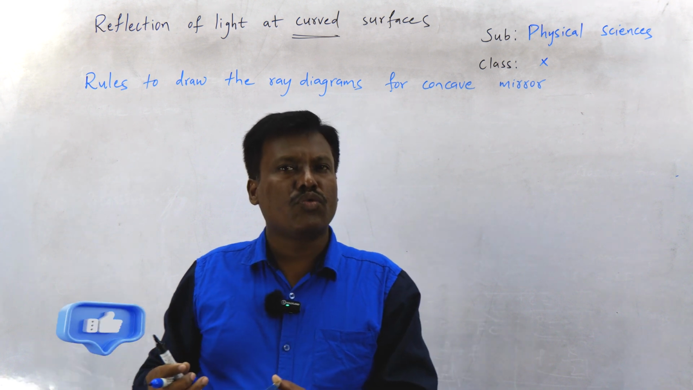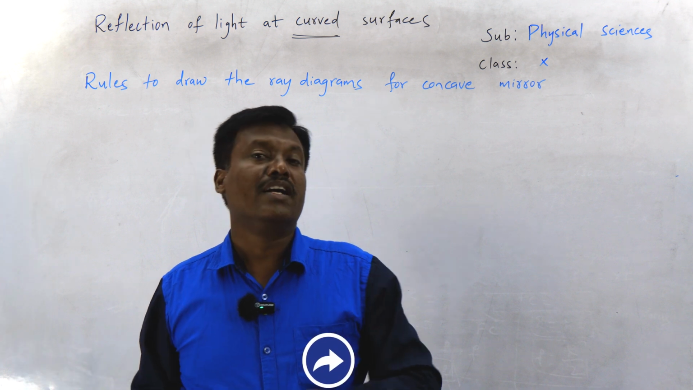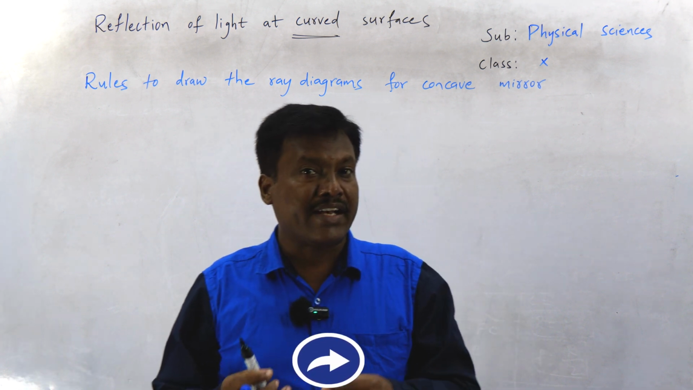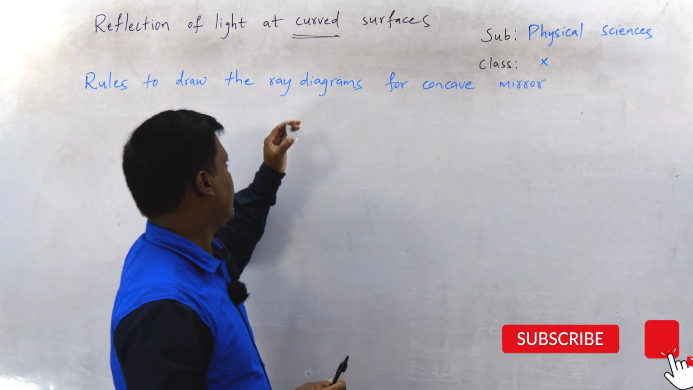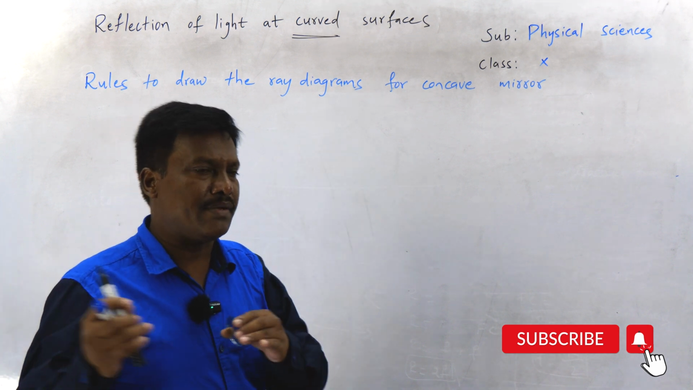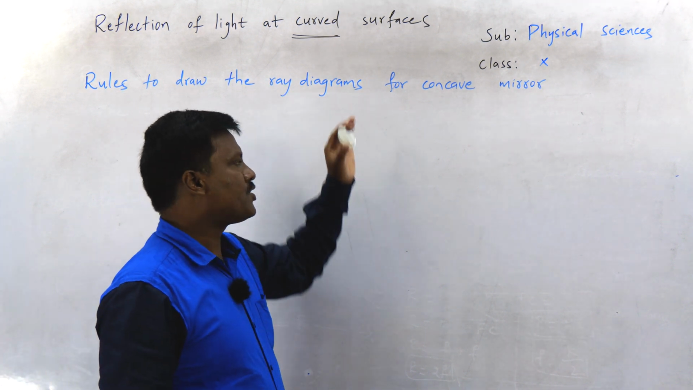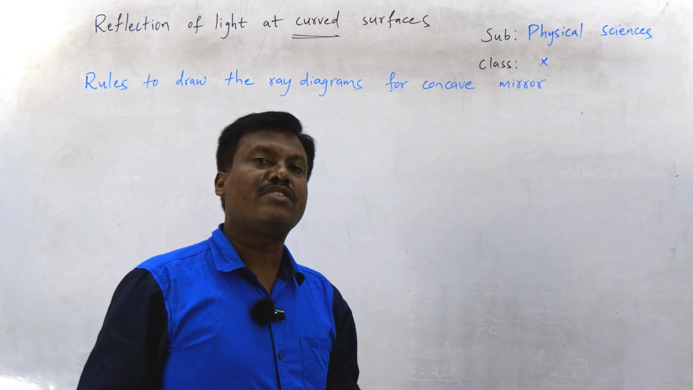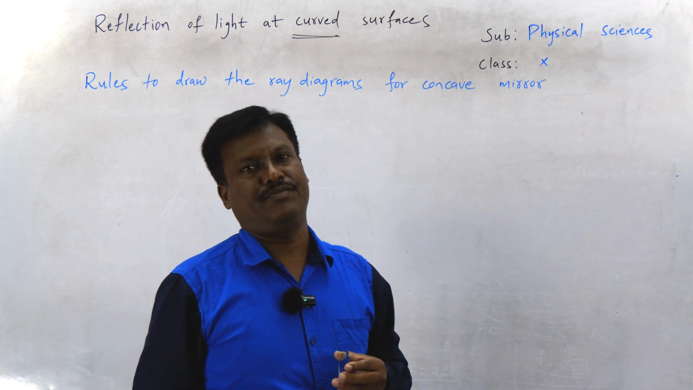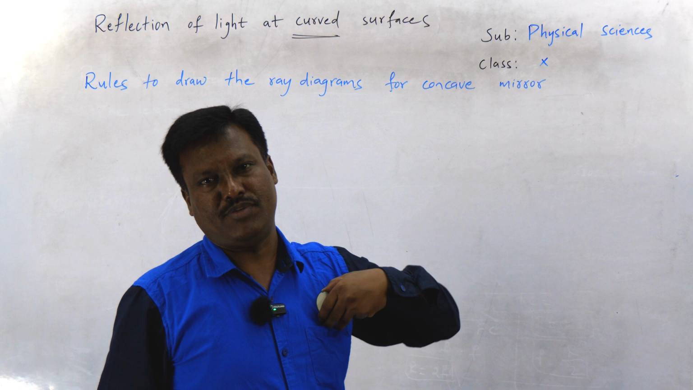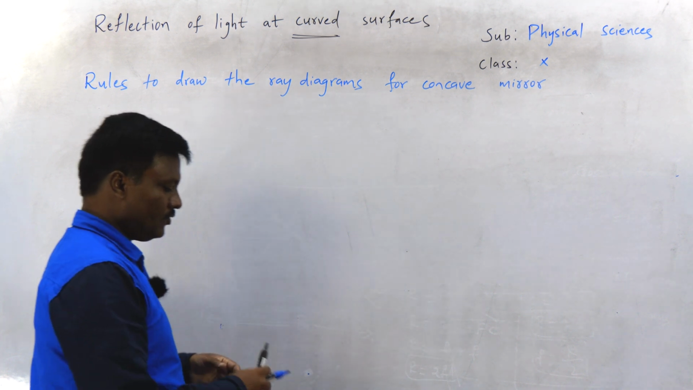Those who are unable to do the experiments in the lab can understand the characteristics of the image with the help of ray diagrams. So ray diagrams help us understand the characteristics of the image formed by spherical mirrors. That is the main purpose of ray diagrams. Okay? Right.